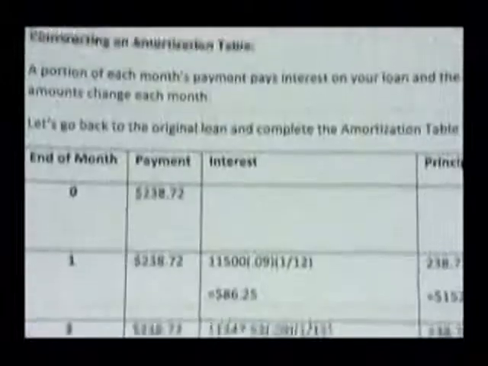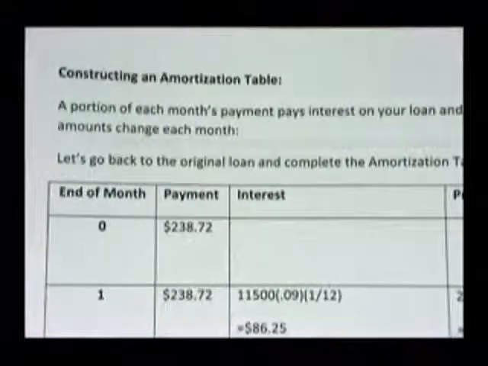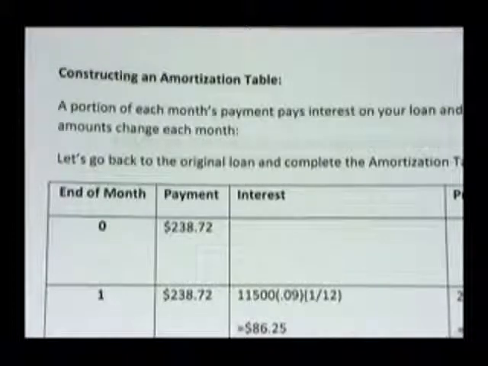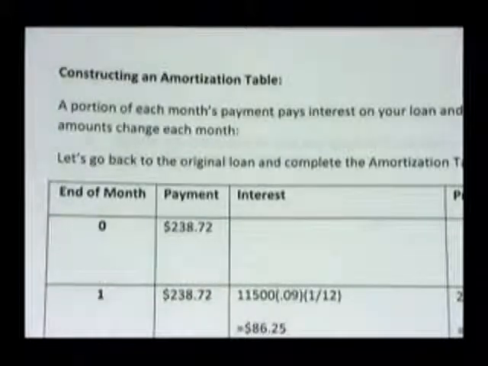The next piece I want to look at is how to construct an amortization table. And what I've got here is a table that I've laid out for you, and you can see that on the notes that you print out. I'm just going to find one line in addition to the ones I've already got worked out here, and then let you fill in the rest for practice.